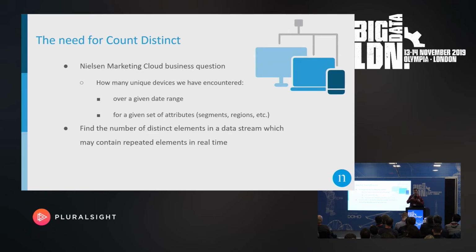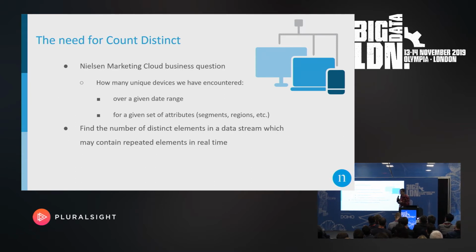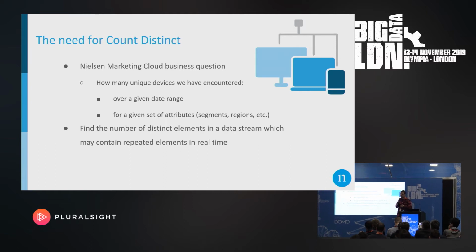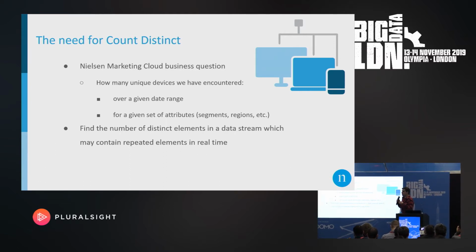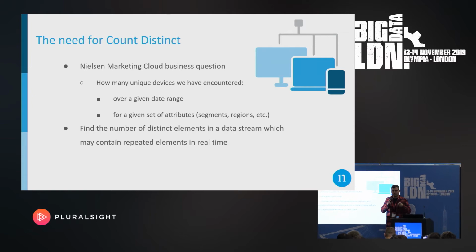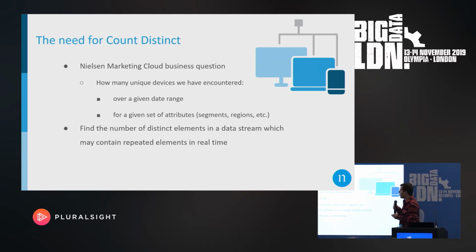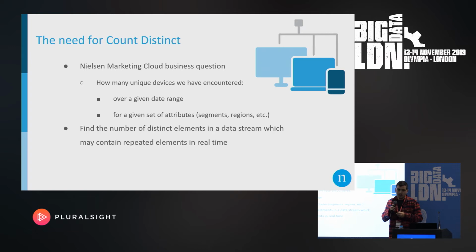So in this talk, we're mainly going to focus on the count distinct problem, because this is the more challenging problem to solve, especially at scale. We can ignore simple counting for now. So if we try to generalize the questions that we try to answer, basically we need to be able to find the number of unique devices that we have over some date range and with some set of attributes. And if we think about it, it's basically the count distinct problem with just a small twist of doing this for a combination of attributes.